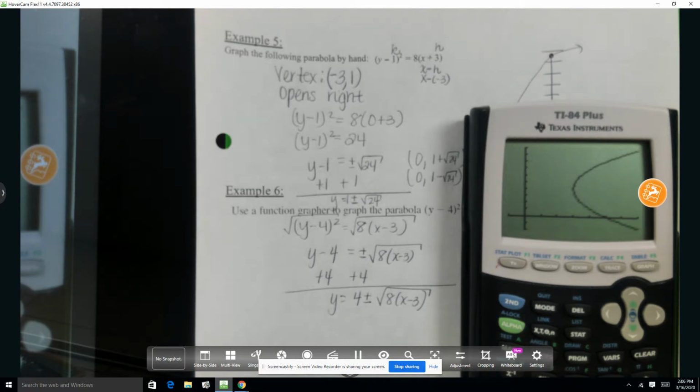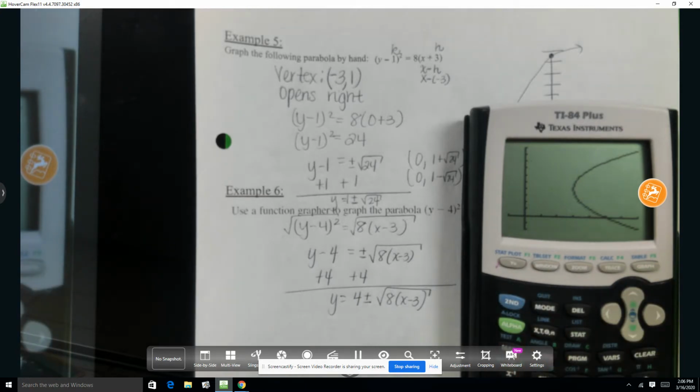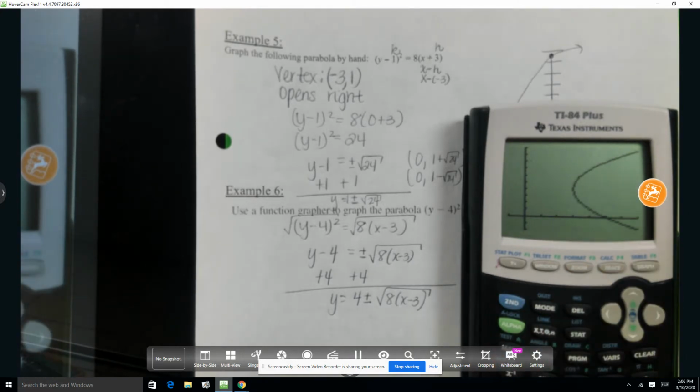So the key is when we graph it, we're looking to solve for y, and then when you sketch a graph of it, your graph doesn't have to be perfect. You can go to your table, get 3 points off of it, and sketch a graph of it. Remember, to get to your table, you hit second graph. Always start with your vertex as one of your points.